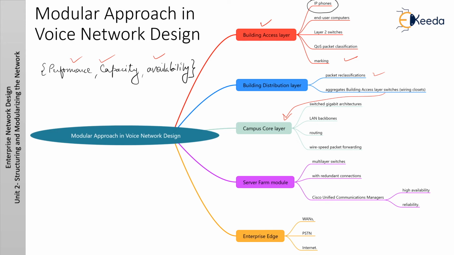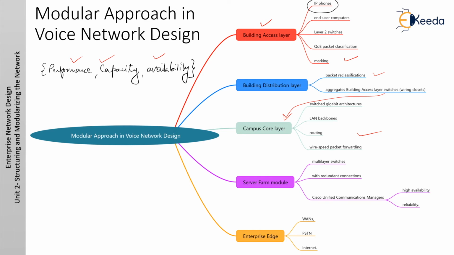Then come to the campus core layer. The campus core layer forms the network's core, and all enterprise network modules are attached to it. Therefore, virtually all traffic between application servers and clients traverses the campus core. With the advent of wire speed multi-layer gigabit switch devices, LAN backbones have migrated to switched gigabit architectures that combine all the benefits of routing with wire speed packet forwarding.